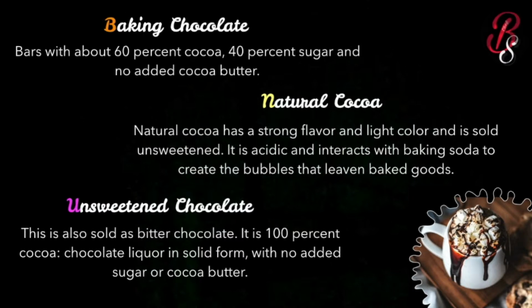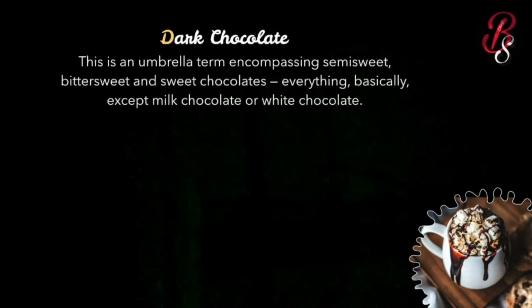Here we go with the next slide to figure out the next thing. What we have is dark chocolate. This is an umbrella term encompassing semi-sweet, bittersweet and sweet chocolates, basically everything except milk chocolate or white chocolate. Dark chocolate is a bit sweet but not that much, kind of neutral. It's just what you normally have, like Nestle or Bournville, I think, that you have already tasted.